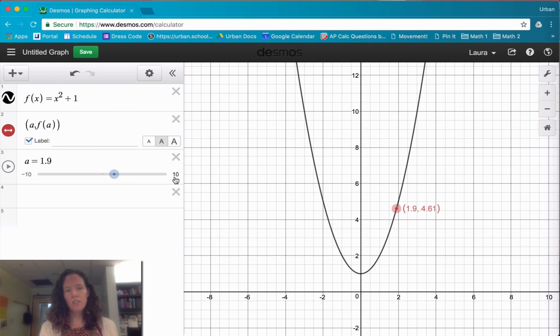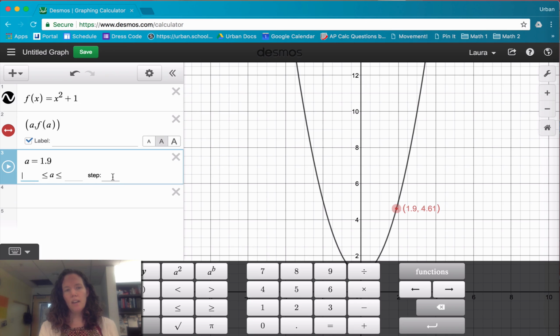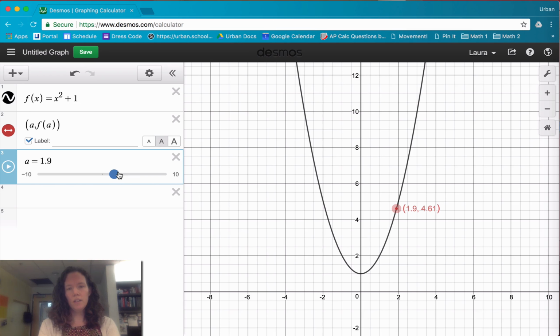You can change what your slider does, how big it goes, what the step is. If all of those little decimals are messing you up with younger students, you might just go by 0.25 or something like that, so that you can click and have a little bit friendlier scrolling.